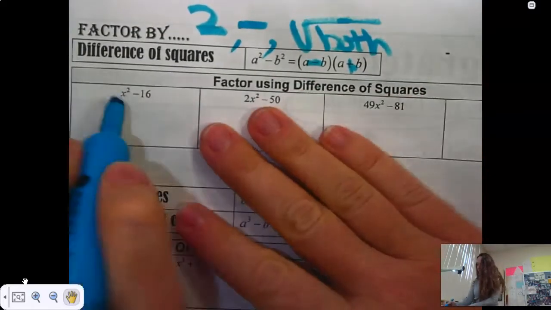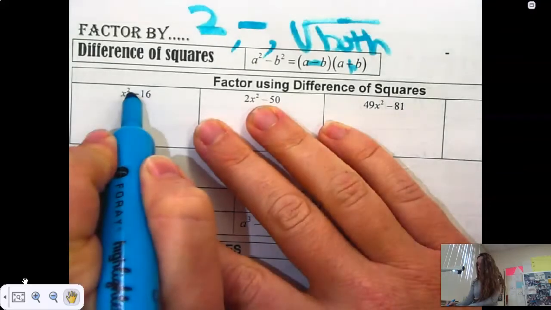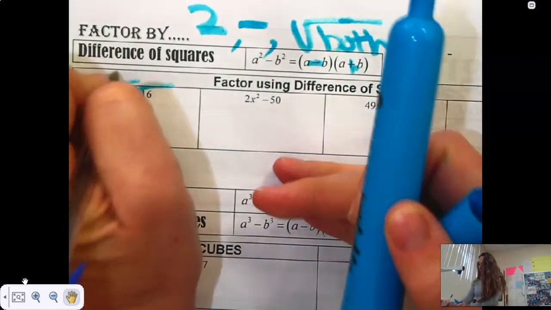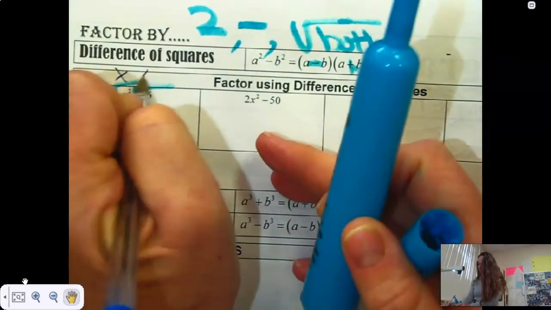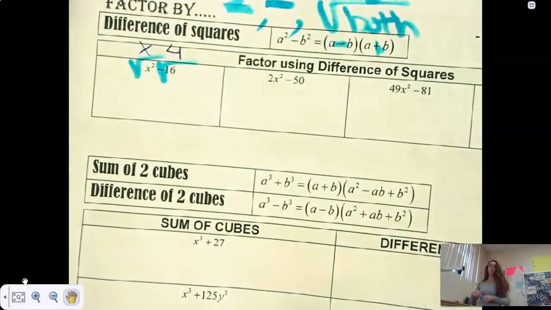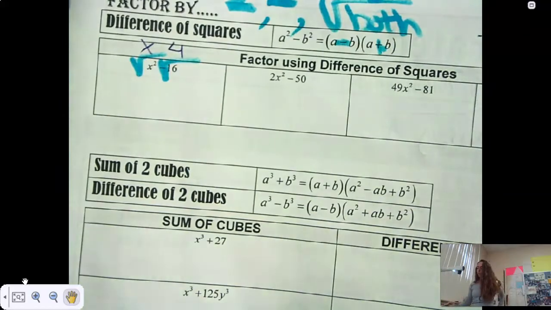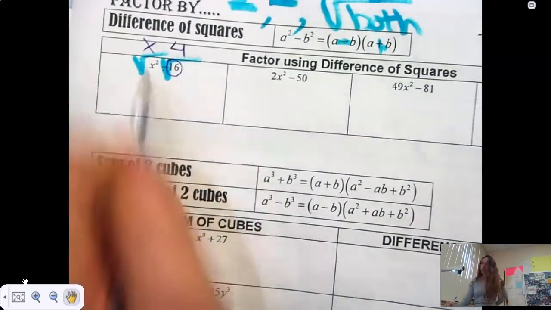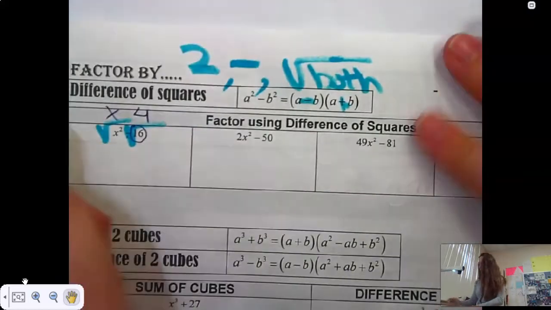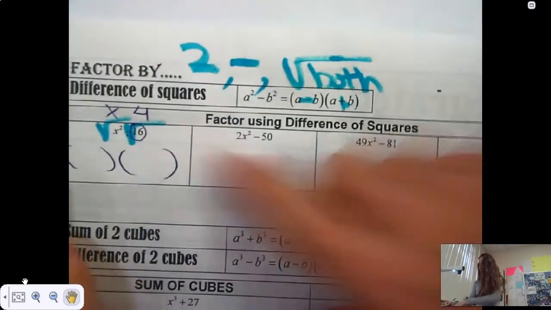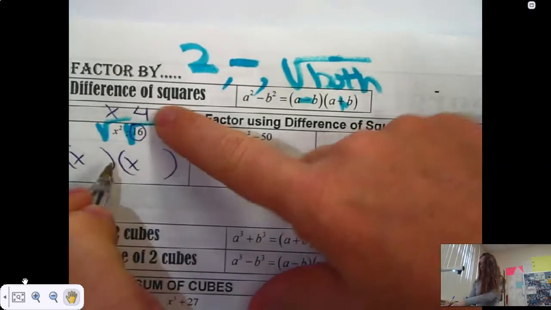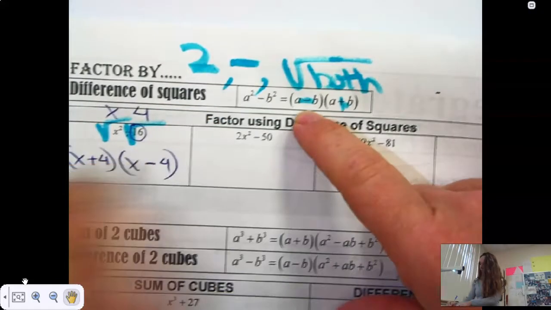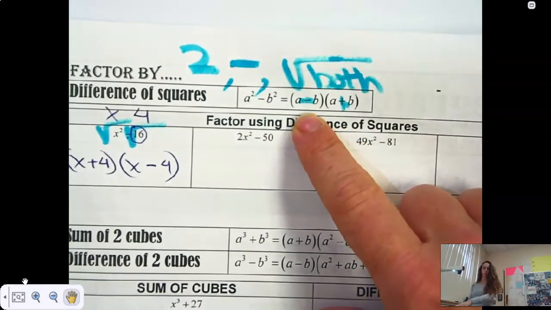So what would I do? Let's see, there's two of them, 1, 2. There's a minus in the middle, and I can square root this, and I can square root this. The square root of x squared is x. The square root of 16 is 4. And some of you go, but you can't take the square root of negative 16. You're not. You're taking the square root of the 16, and the minus happens to be in the middle. So what do we do? Two sets of parentheses. Put the x first. Put the 4 second. One gets a plus. One gets a minus. And that's all I want for that one, okay?